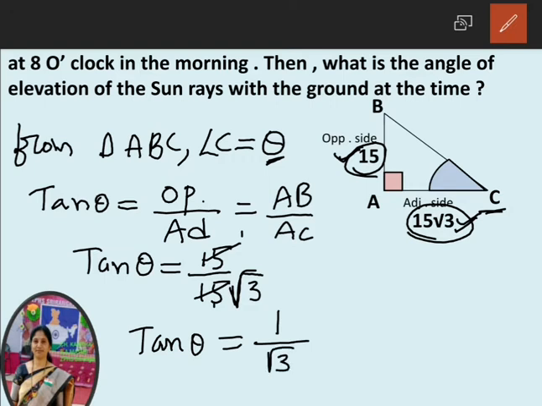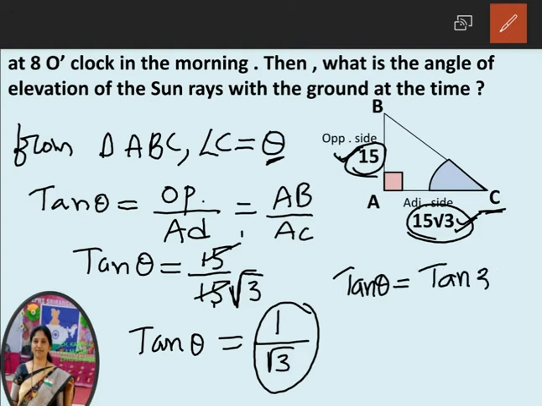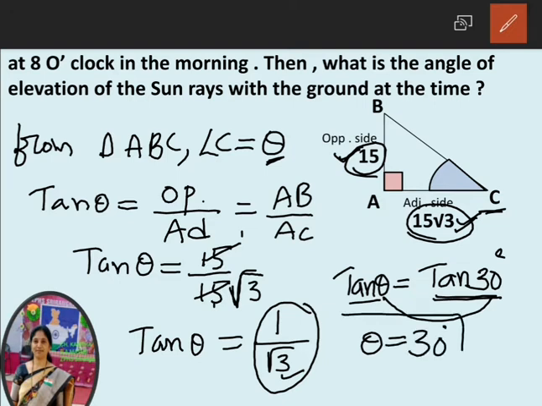Now write, in case of tan theta, when we get 1 by root 3 value, that is, at tan 30 degrees we get that 1 by root 3. So instead of this 1 by root 3, I am writing tan 30 degrees. Now observe that tan theta is equal to tan 30 degrees. That means theta value is equal to 30 degrees. That means here the angle of elevation of the sun rays with the ground is nothing but 30 degrees. So like this we can solve the problem.